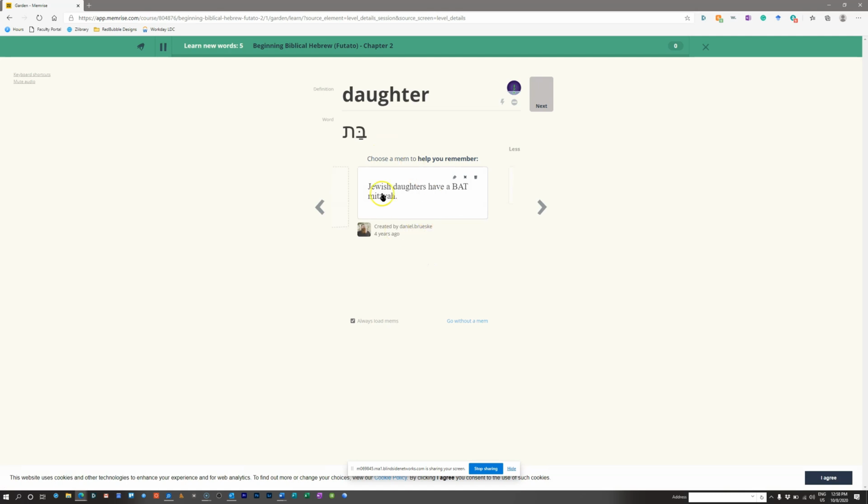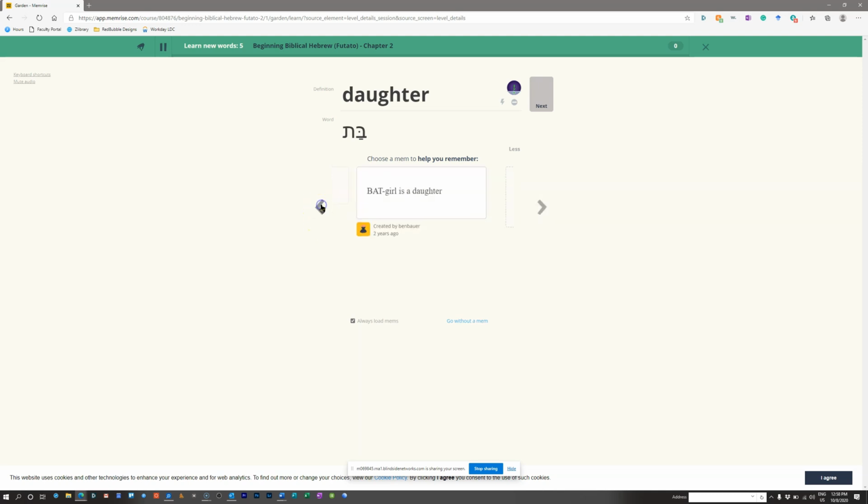So here is the mnemonic that I've created for bat. Most people have heard of a bar mitzvah. Well, when you're a girl and you reach the age of accountability, you have a bat mitzvah. And so that's how I remember bat. Bat mitzvah just means daughter of the commandment. And so that's a mnemonic. Now, maybe you think that's a pretty crummy mnemonic. So instead, you're going to go look for an even crummier one. My daughter is a bat. Oh, that's real helpful. Okay, so Batgirl is a daughter.